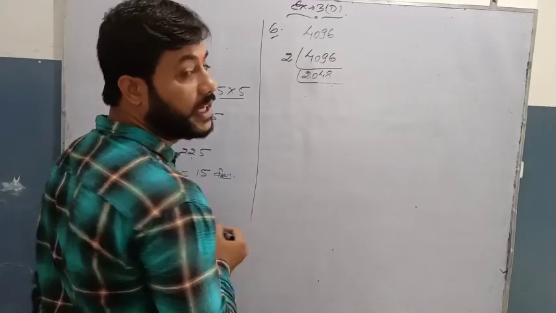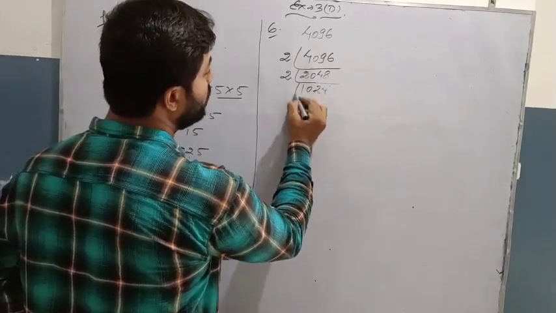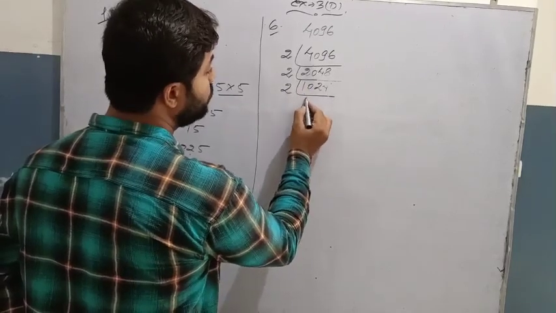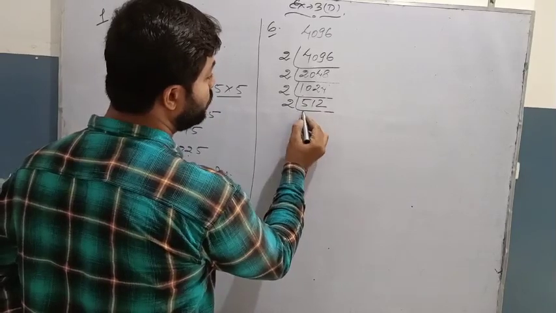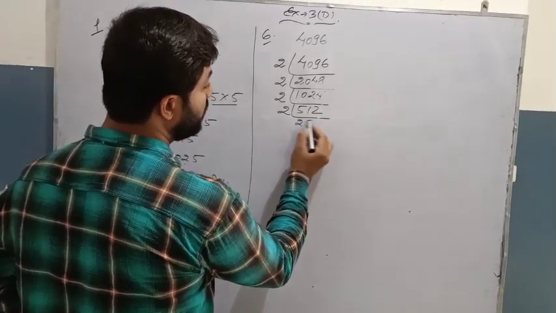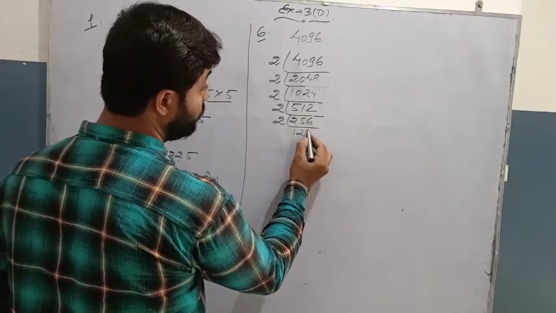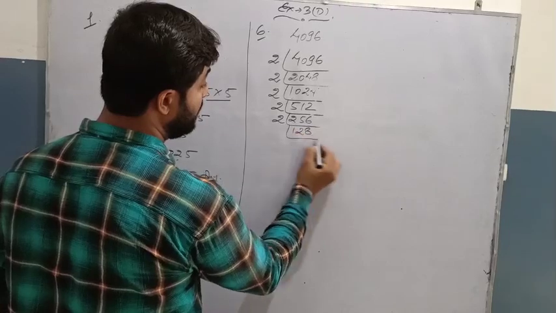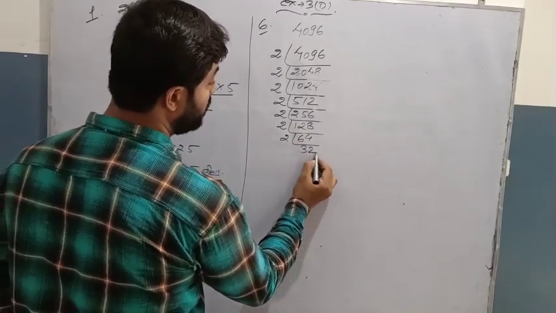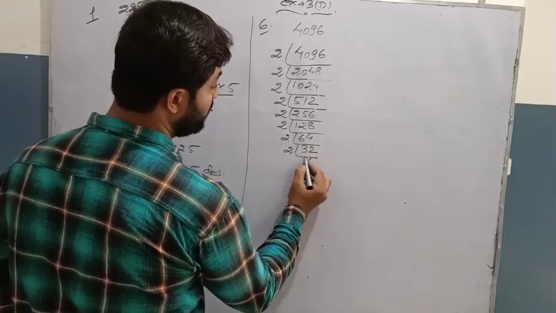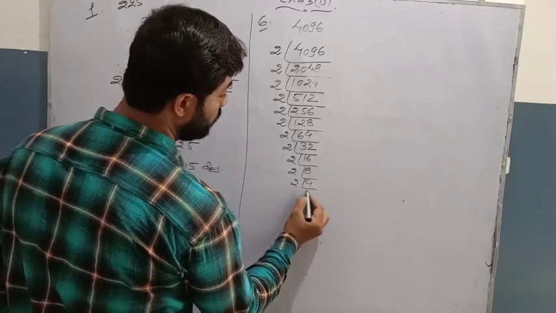Now again it is divisible by 2. So 2, 1, 0, 2, 4. Again it is divisible by 2, 512. Again it can be divided by 2, 256. Again 2, 128. Now again 2, 64, 32, 16, 8, 4, 2.